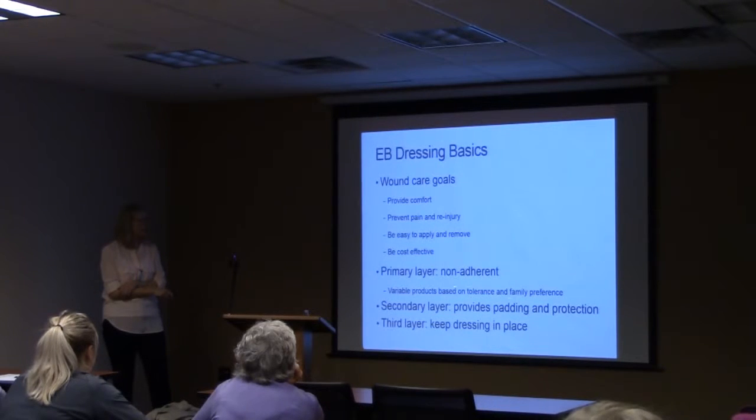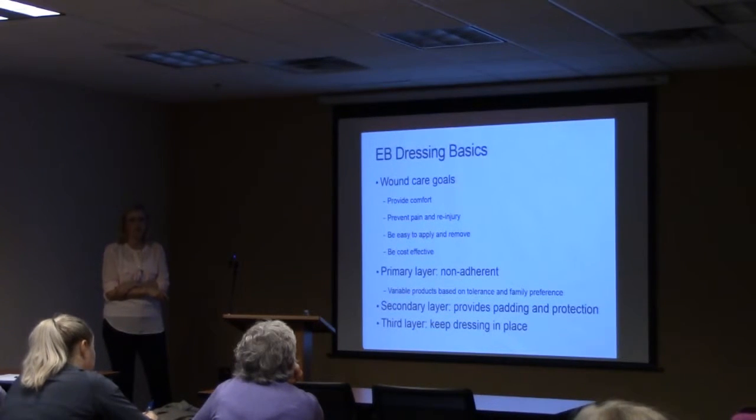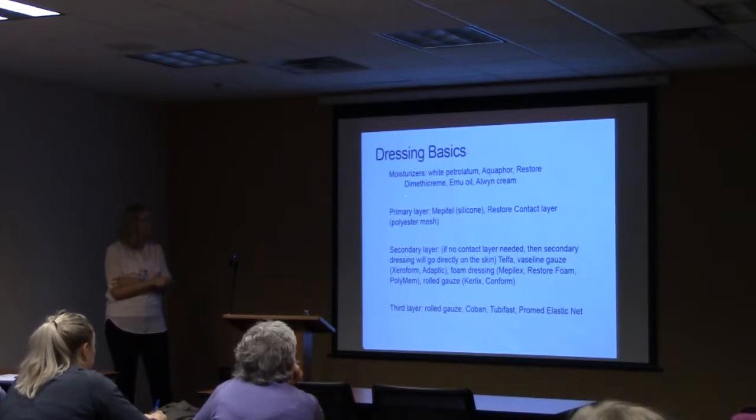The secondary layer provides padding and protection, so for the more severe phenotypes we're wrapping in gauze just to prevent injury to the skin. For the more minimal types, that's probably not required. The third layer just keeps the dressing in place, so that's going to be your Coban or your Tubifast. The most common primary layer that I use is Mepitel.